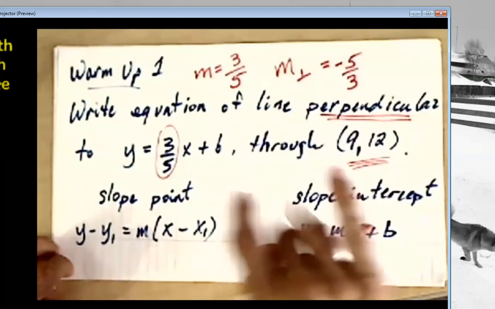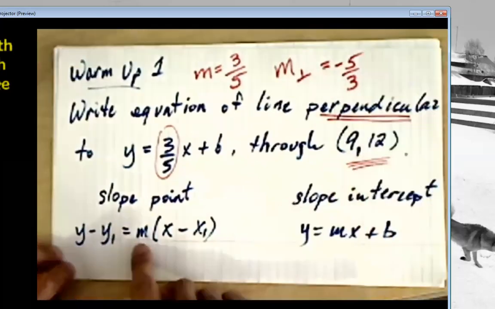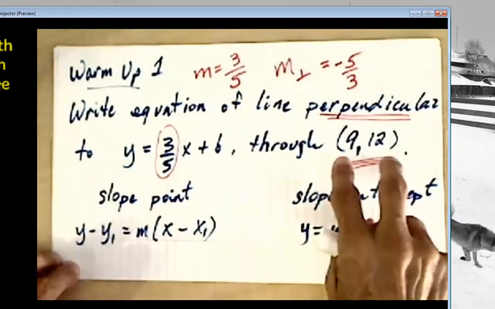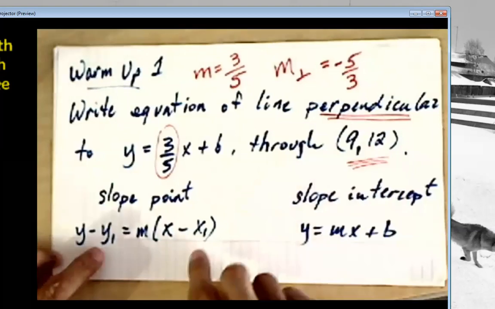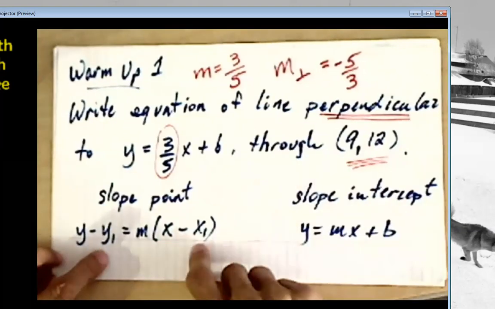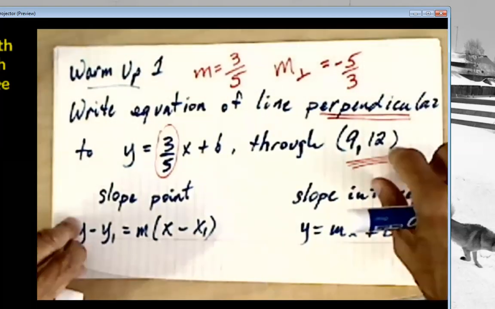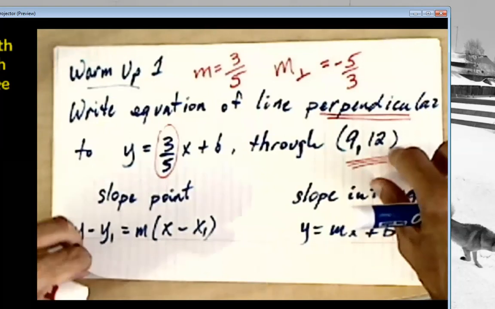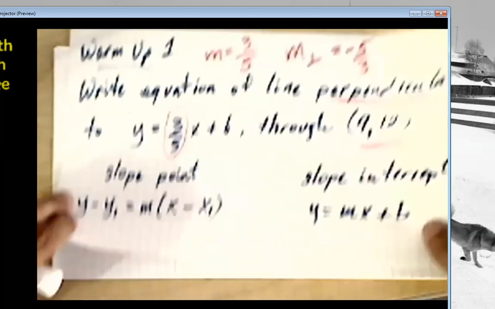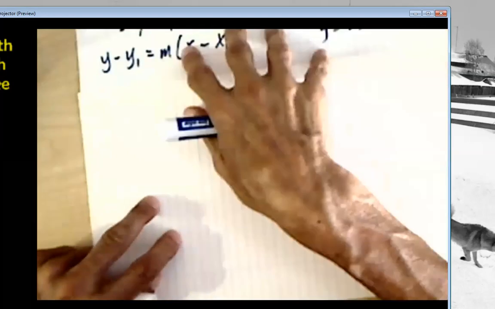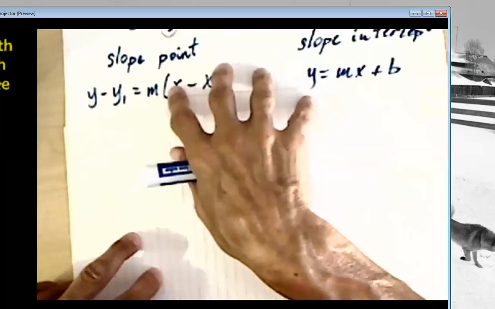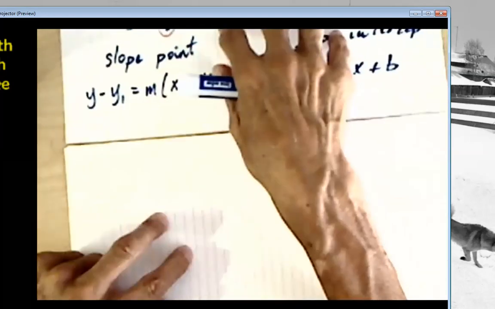Okay, so this slope now can go inside of here. And then this point, the x and the y, can go in for x1 and y1. And that will actually make that answer. That will show the slope point form for this line. Okay, so it's going to look like this when you have it here.